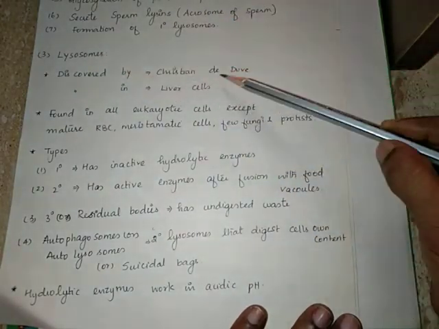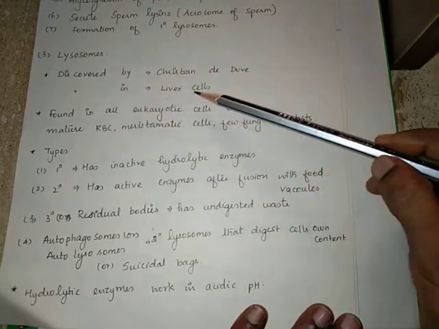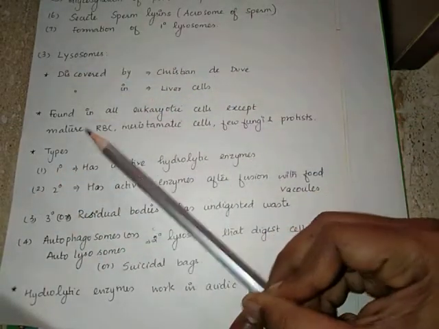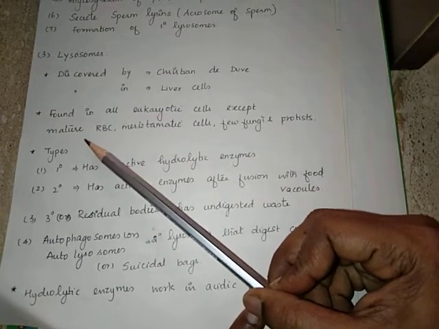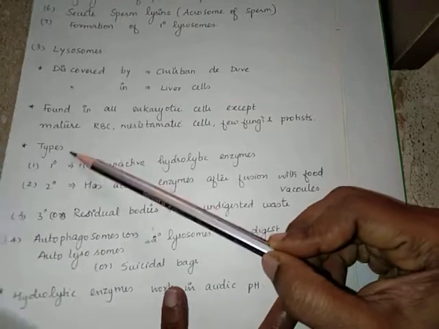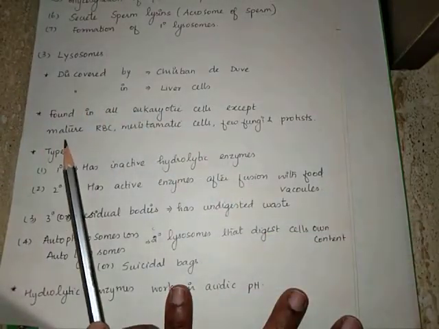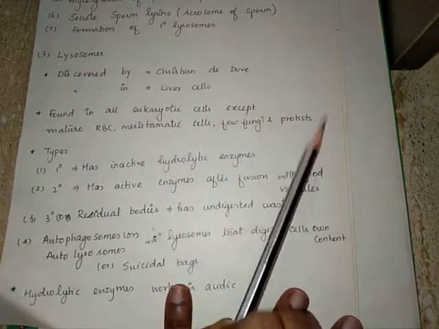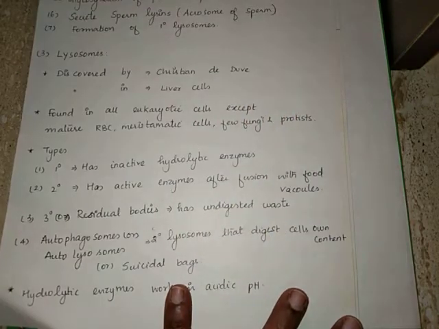Lysosome was discovered by Christian de Duve, and it was discovered in the liver cells. They are found in all eukaryotic cells except in mature RBCs, because mature RBCs do not have any organelles inside them. So these RBCs are always exceptions. They are absent in mature RBC, meristematic cells, few fungi and protist cells.